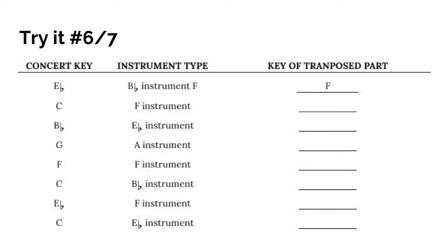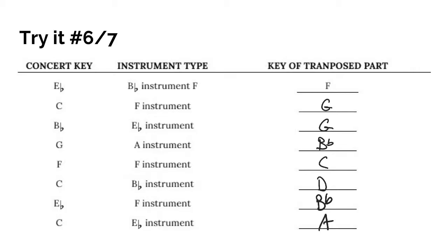And then let's talk about the transposing instrument. Concert key E-flat, instrument type B-flat instrument or F. Write that there. So this is G, G, B-flat, C, D, B-flat, and A.